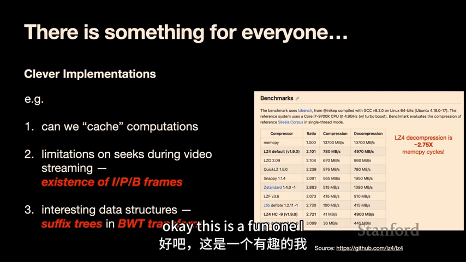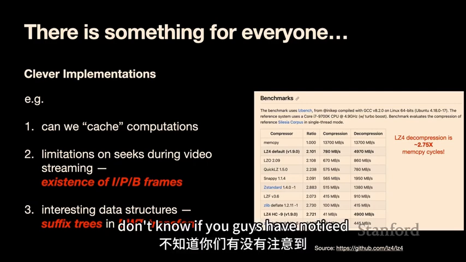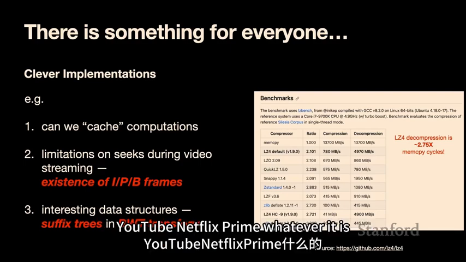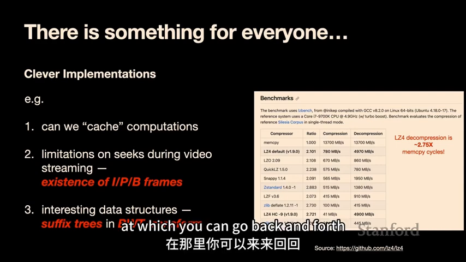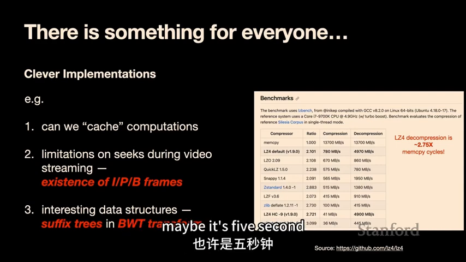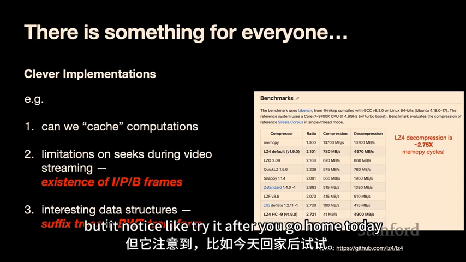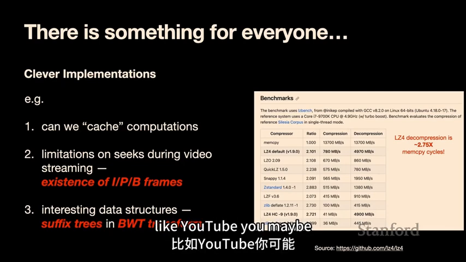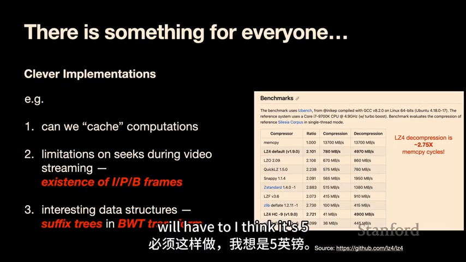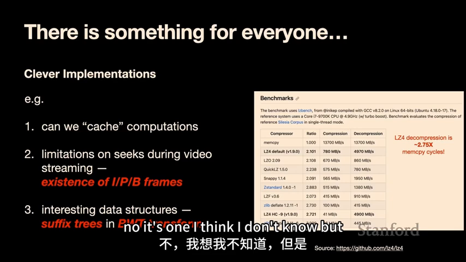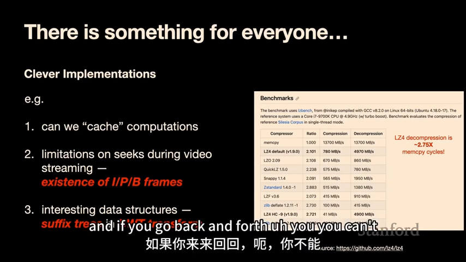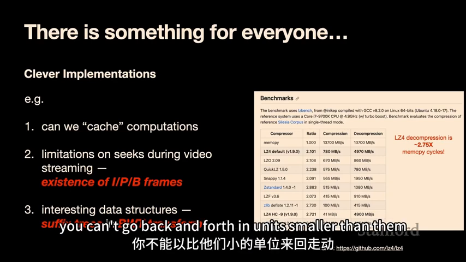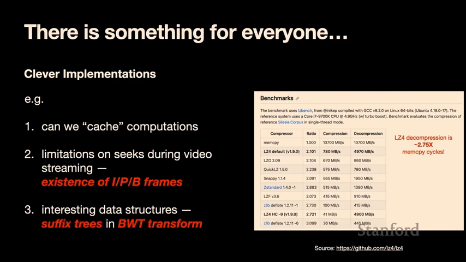Okay, this is a fun one. I don't know if you have noticed, but if you are trying to go back and forth on YouTube, Netflix, Prime, whatever it is, there is some smallest delta at which you can go back and forth. Maybe it's 5 seconds, maybe 1 second, 2 seconds, depends. Try it after you go home today. On YouTube, I think it's 5. No, it's 1, I think. I don't know, but at some point it used to be 5. And you can't go back and forth in units smaller than that.